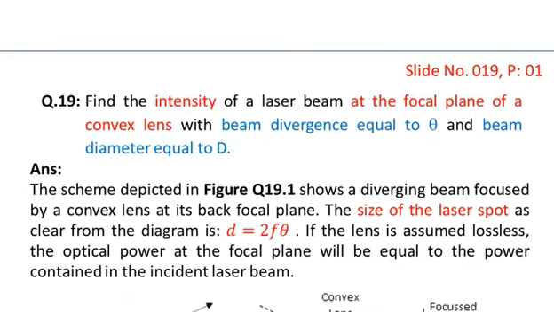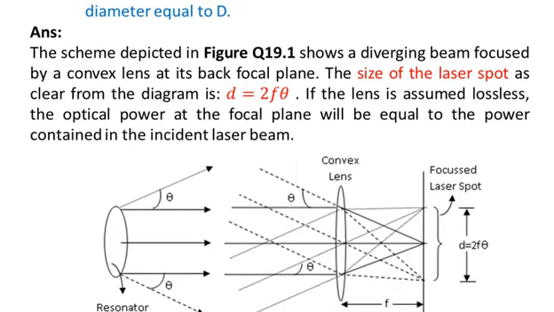Question: find the intensity of a laser beam at the focal plane of a convex lens with beam divergence equal to theta and beam diameter equal to capital D. Answer: the scheme depicted in figure 19.1 shows a diverging beam focused by a convex lens at its back focal plane.